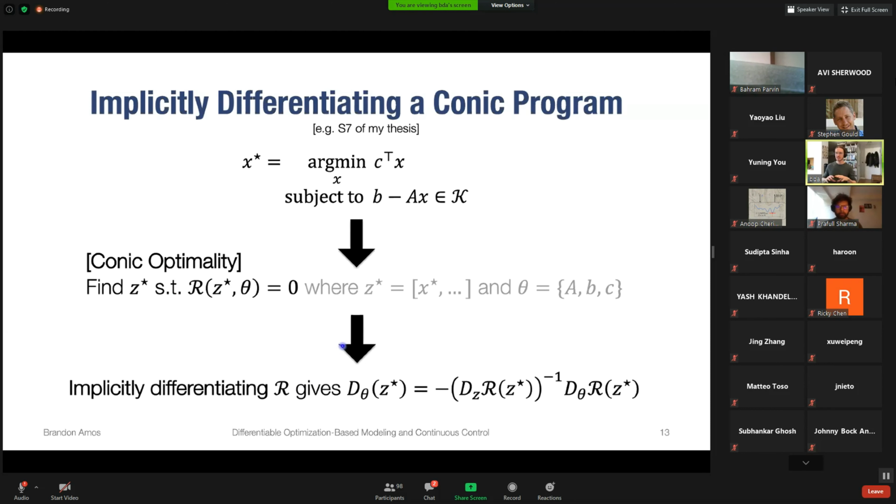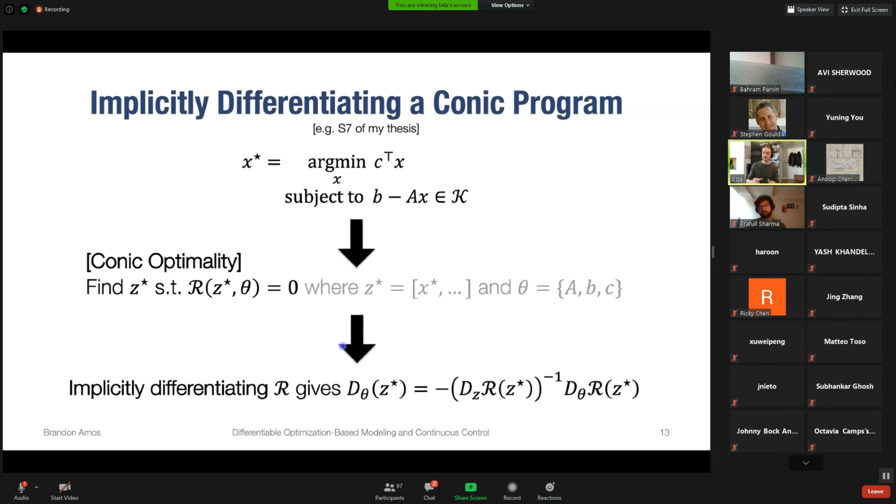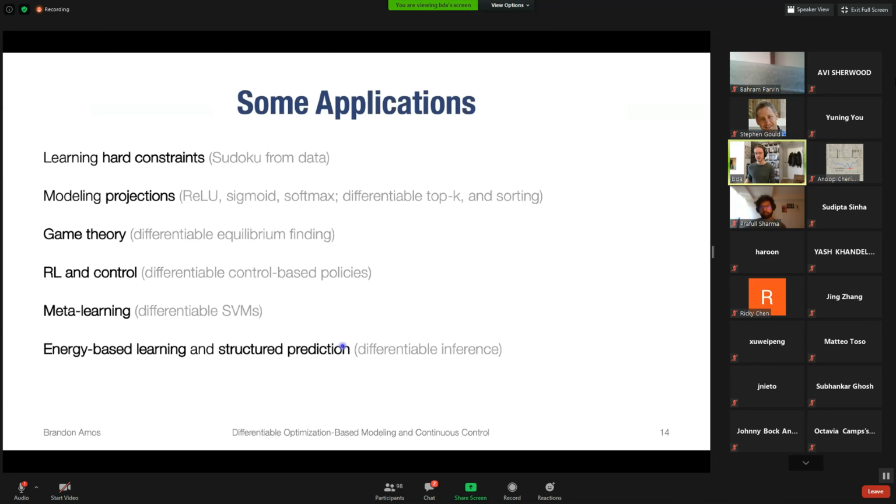And so now that we have this kind of toolbox or class of methods for differentiating through this class of convex optimization problems, we can think a bit more about applications. There's definitely a lot of things that we could talk about here. I've left most of these applications out of this talk.